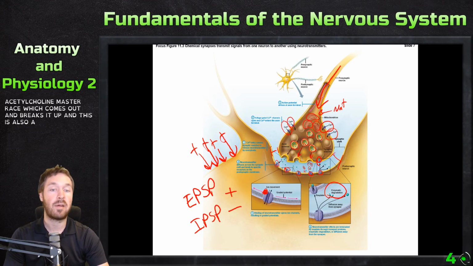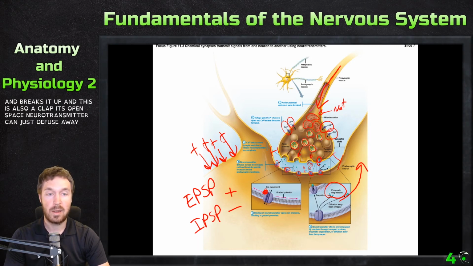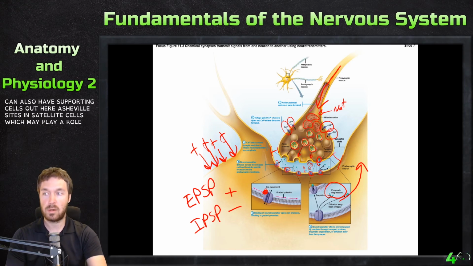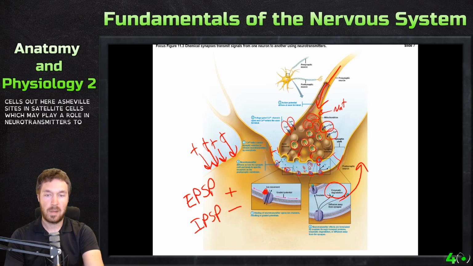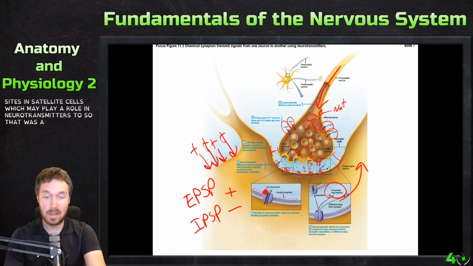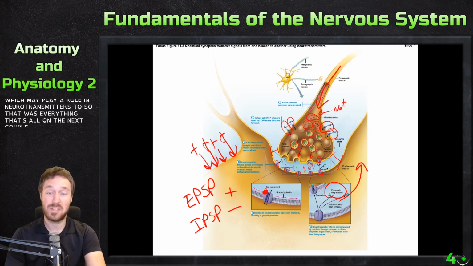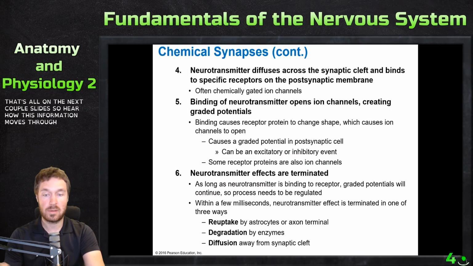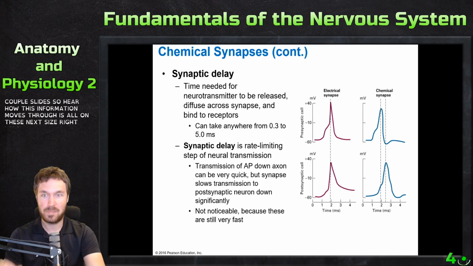And this is also a cleft, it's open space. So that neurotransmitter could just diffuse away as well. And remember, we can also have supporting cells out here, astrocytes and satellite cells, which may play a role in neurotransmitters too. Okay, so that was everything. That's all on the next couple slides. So how this information moves through is all on these next slides right here.